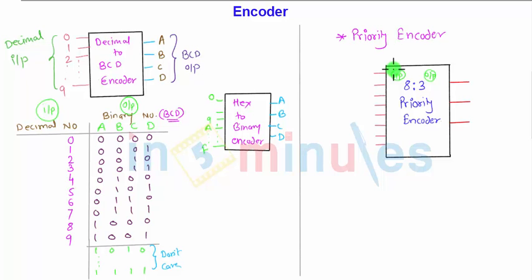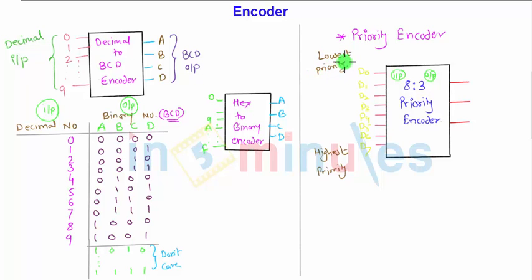Input lines, what we have, are 8 inputs, so I will name them D0 to D7, and as the input number rises from D0 to D7, I will assign the priority accordingly. I am going to assign the highest priority to the D7 bit, whereas to the D0 bit I am going to assign the lowest priority.